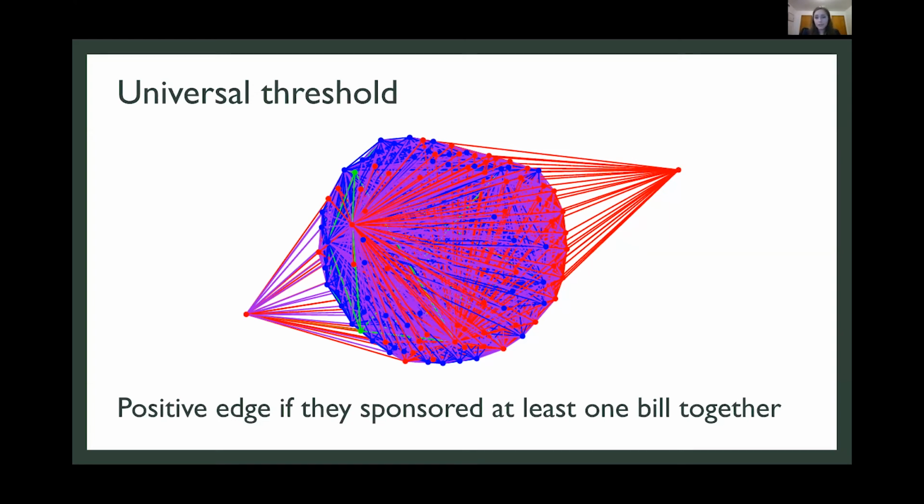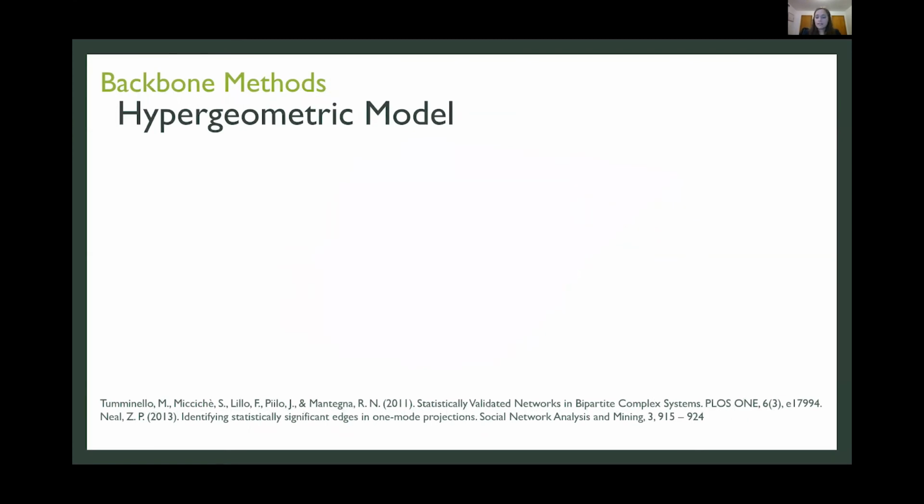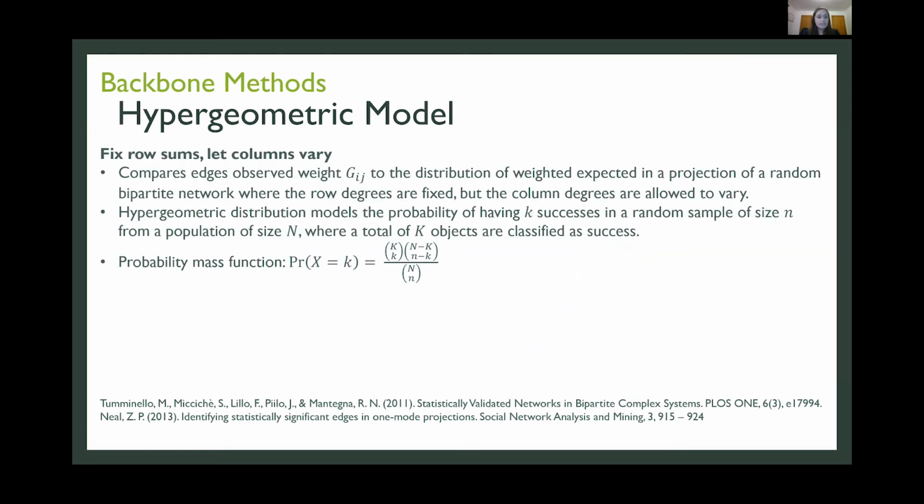So let's try to do a little better. Let's say instead of just choosing that value of 1 for every single edge, what if we condition it based on the row sums and the column sums? So let's fix the row sums and let those column sums vary. So in our example, this means each senator is going to sponsor the exact same number of bills, but each bill could be sponsored by a different number of senators.